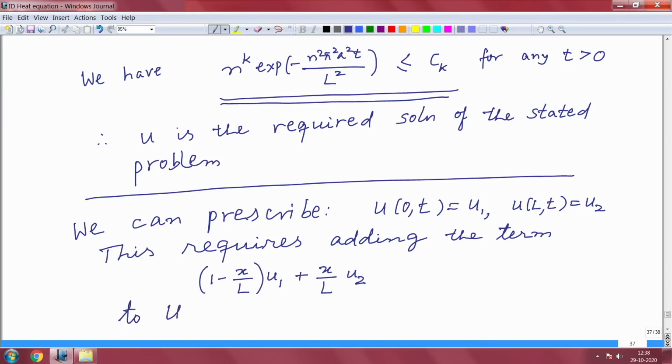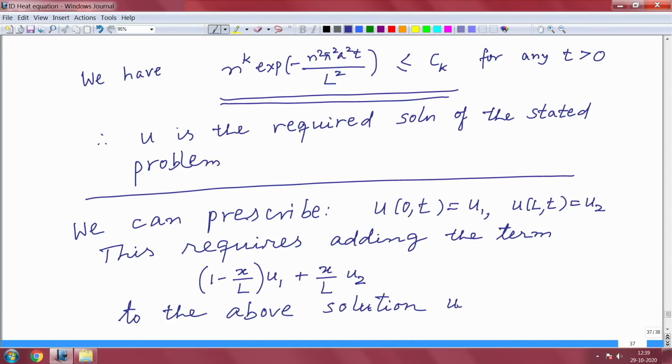to the above solution u, and then you get the formula for the solution of this problem where the prescribed boundary conditions may be non-zero. Okay. So this is a simple observation.